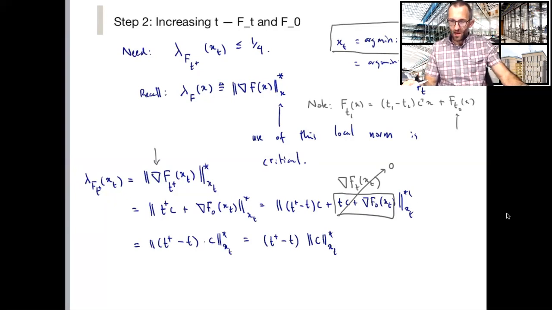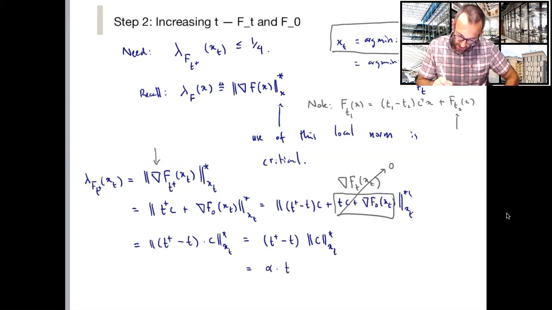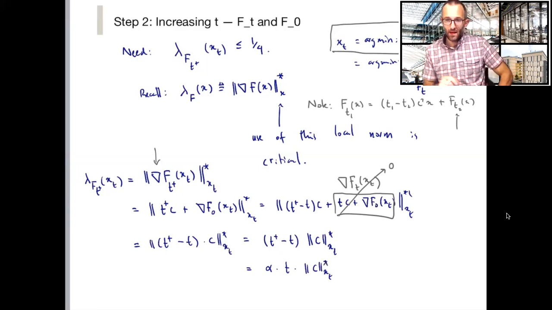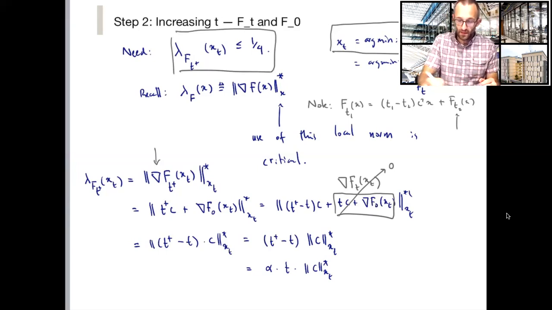Okay, so let's think about what this gives us. Let's take it one more step. If t⁺ is (1 plus alpha) times t, this is equal to alpha times t times the norm of c at x_t, the dual norm. And what are we asking for? We're asking for this to be less than a quarter. This is what we need. But how could this possibly be less than a quarter? c is just a constant, and I'm multiplying by t here.